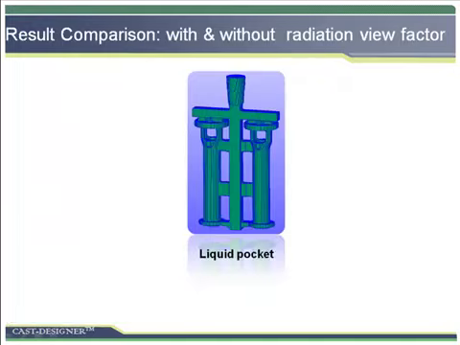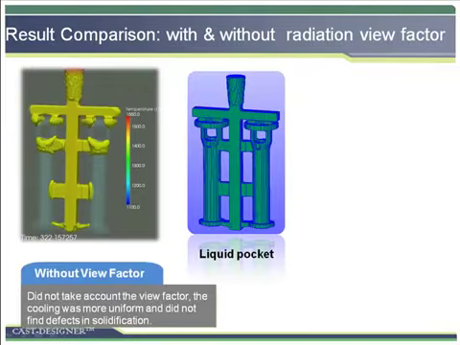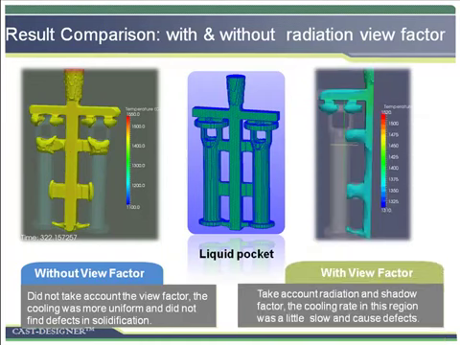Let's look at one example of investment casting. The left one is a simulation without taking the view factor into account. So the cooling rate was more uniform and no defects were found in solidification. The right one is a simulation which has taken the view factor into account. So the cooling rate in the red circle region was a little slow due to the shadow factor, and we can see it will cause defects later.